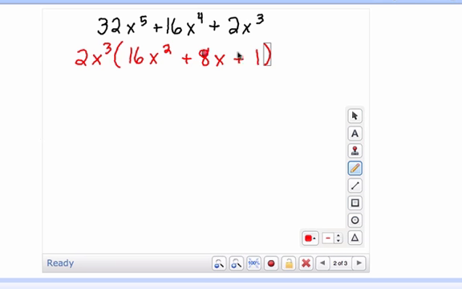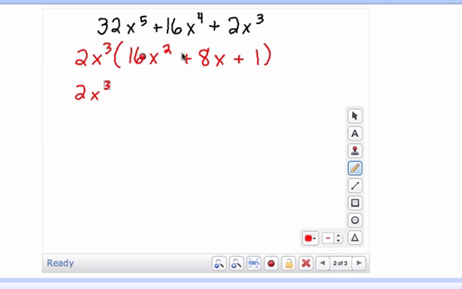Now remember, I'm not done. Now I recognize that this is a special case here. If you don't, you can go ahead and do what we did last time, which is multiply the first and the last coefficients together. Look for two numbers that multiply to give you 16 and add to give you 8, and then rewrite and factor by grouping. But I recognize this is a special case.